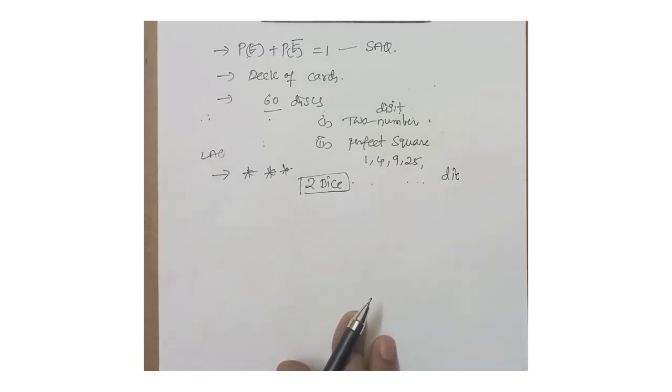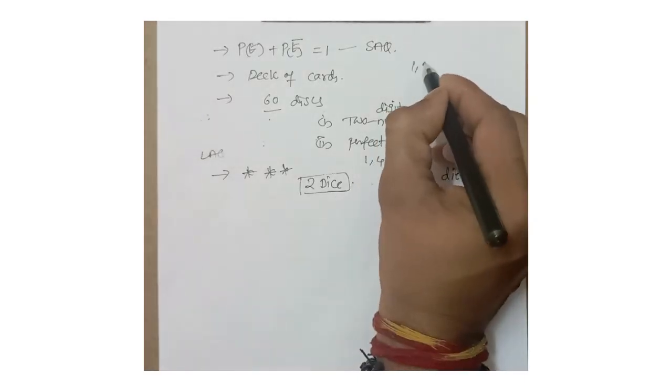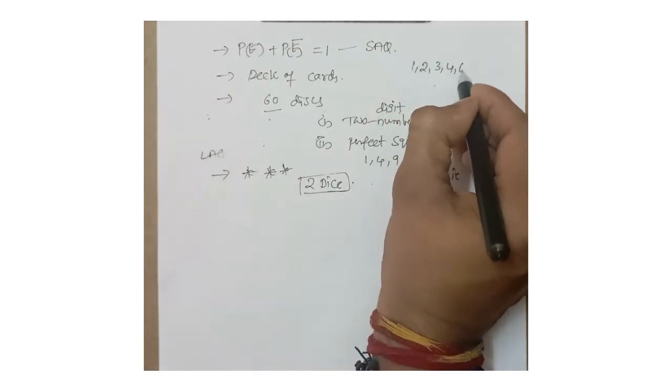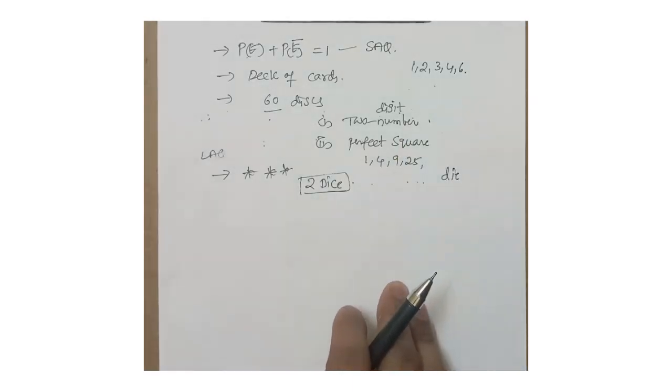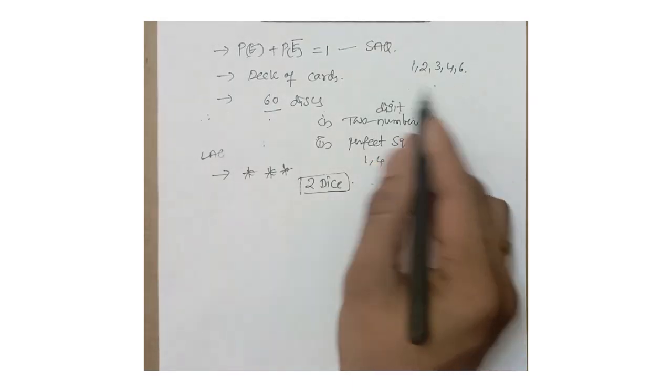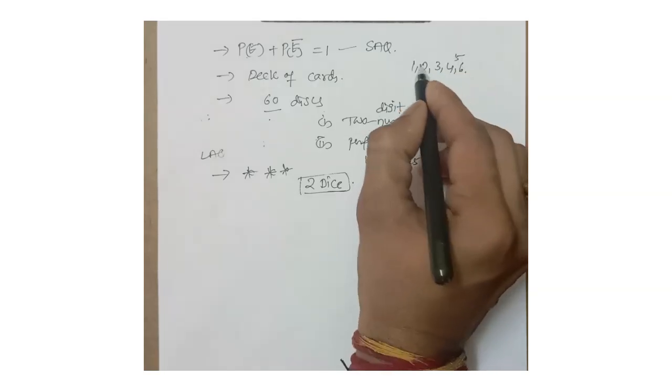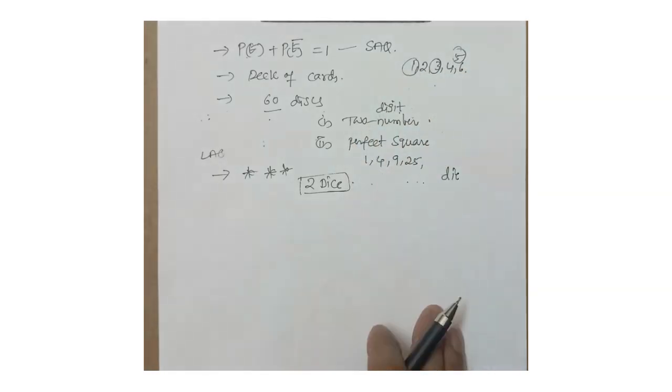Whenever a single die is given to you, it may be asked to find the probability of getting an even number and the probability of getting an odd number. If it is a single die, we know there will be 6 total outcomes, and if it is asking for even numbers, you can consider 2, 4, 6. If it is asking for odd numbers, you can consider 1, 3, 5. So we'll be getting 3 by 6.